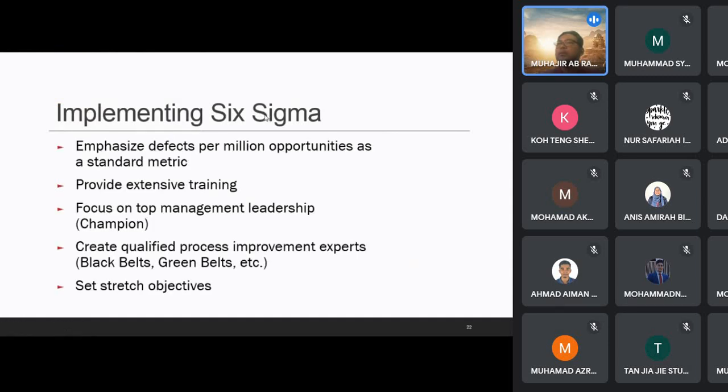Okay, this is the implementation stage. Definitely you need to have extensive training on this, and top management must be involved seriously in this program. And then the experts give certification or qualification in terms of belts: black belts, green belts.